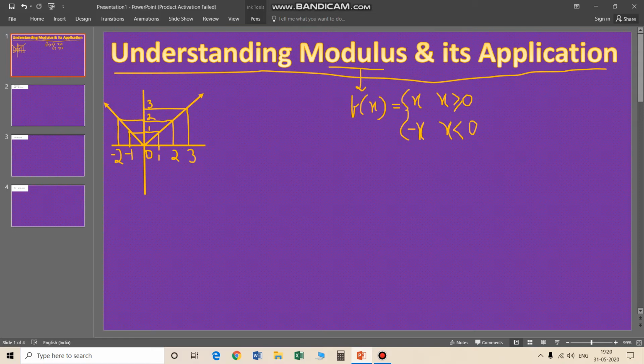Let's talk about a basic thing which we need to use while solving equations of modulus. If we take an equation like mod of x equals 2, then we will write it as x equals plus minus 2. This is the basic thing we need to know while solving questions on modulus.